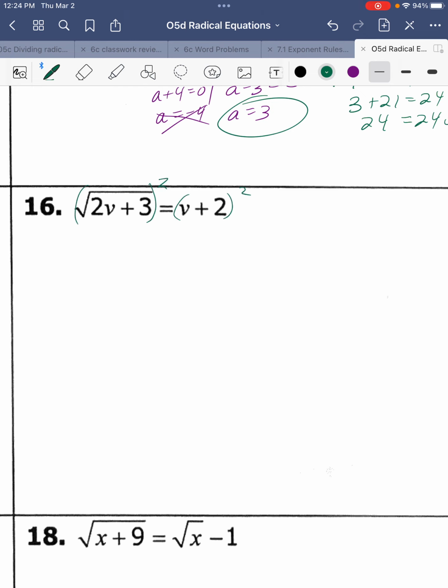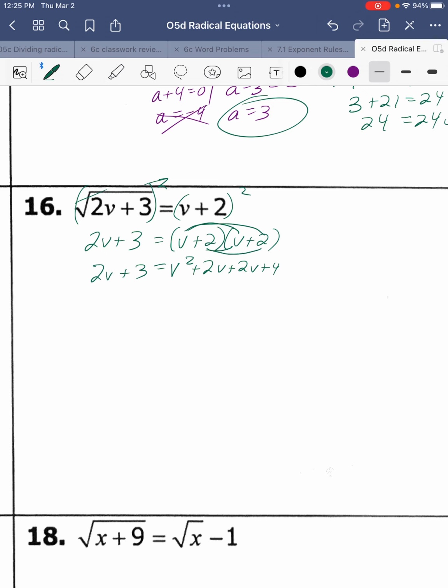All right, number 16. So the left side is isolated, so we square. Left side, wonderful. 2v plus 3 comes down. The right side, I have a binomial squared, so I'm going to have to multiply it out. V plus 2 times v plus 2 is v squared plus 2v plus 2v plus 4. So v times v, v times 2, 2 times v, and 2 times 2. On the left side, we have 2v plus 3. I now see a quadratic, the v squared, so I'm going to move all the terms to one side.